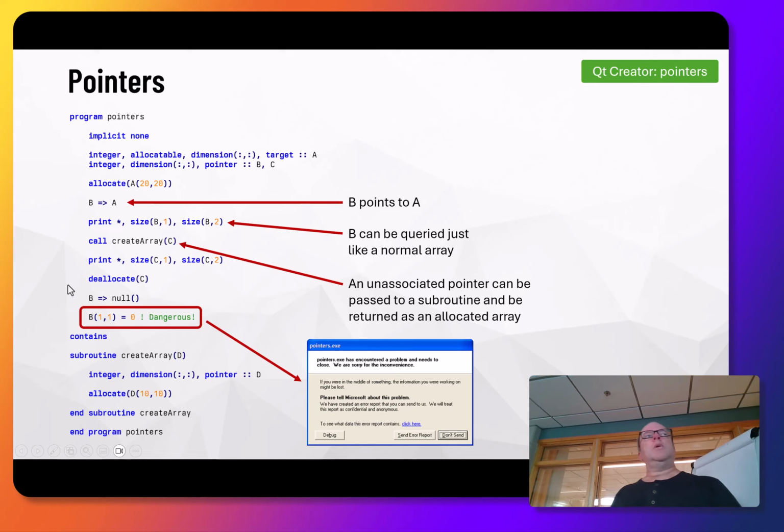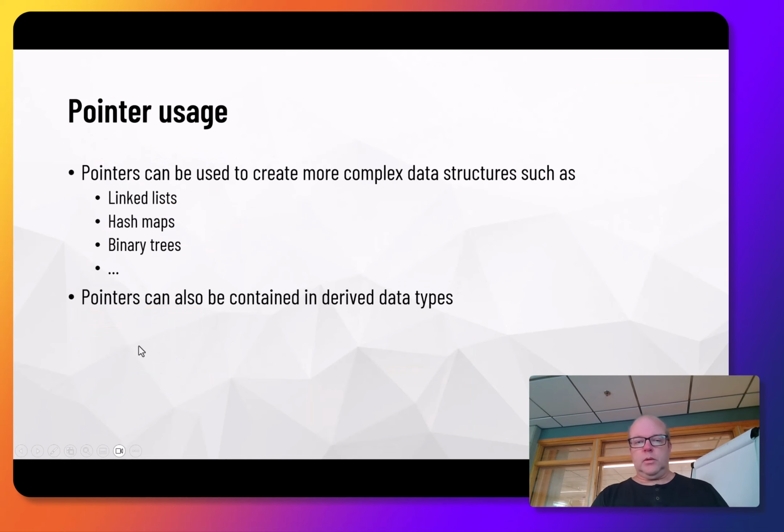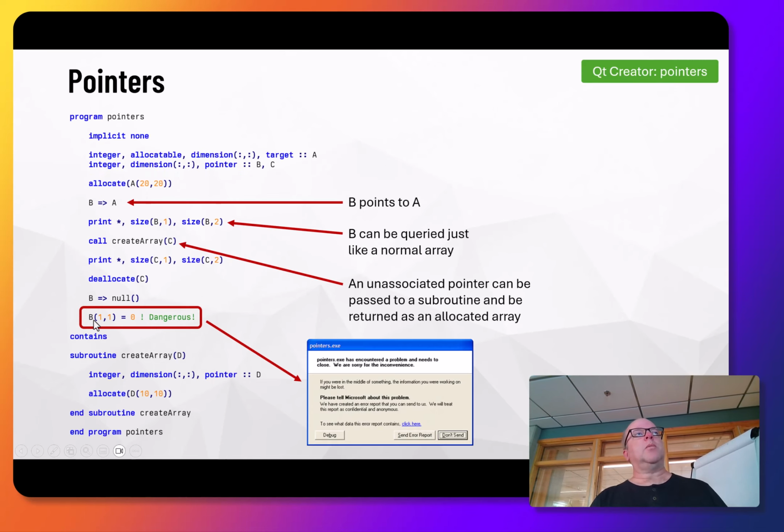And then if you're done with using a pointer, you can do B points to null, or you can do nullify B. That's the same thing. But what you should be careful with is this statement here, B11 equals 0, or something else. Because B doesn't point to anything now, it's empty, and it will crash the program with a memory fault.